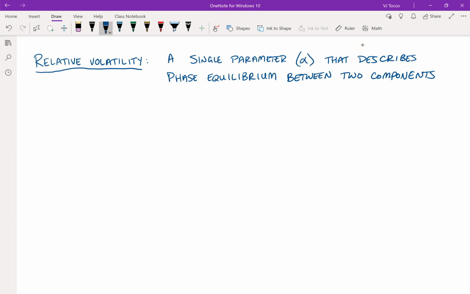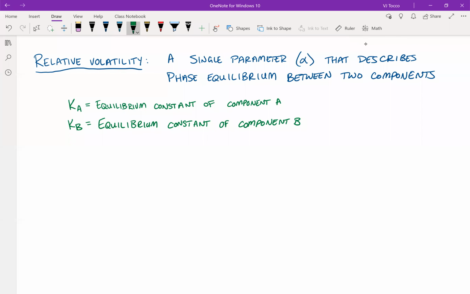And it's going to allow us to solve flash distillation problems completely graphically. So first we have to define two more parameters. It's really just one parameter, but for each of the two components, called the Ks. So Ka is going to mean our equilibrium constant for component A, and Kb is the same thing, the equilibrium constant for component B.